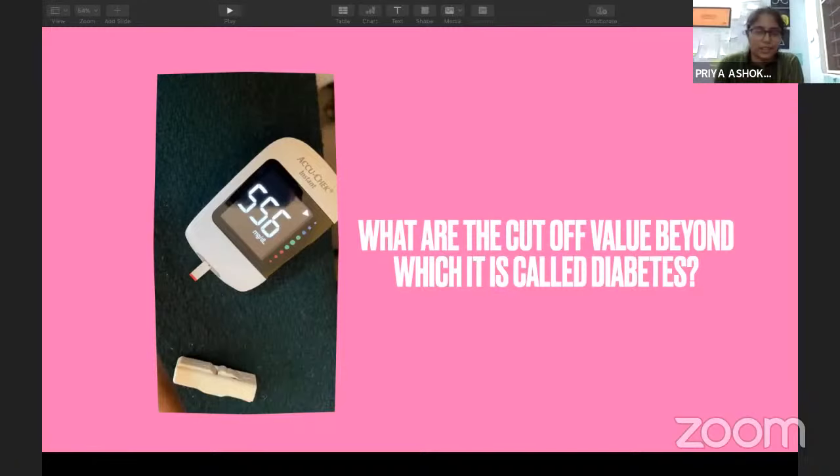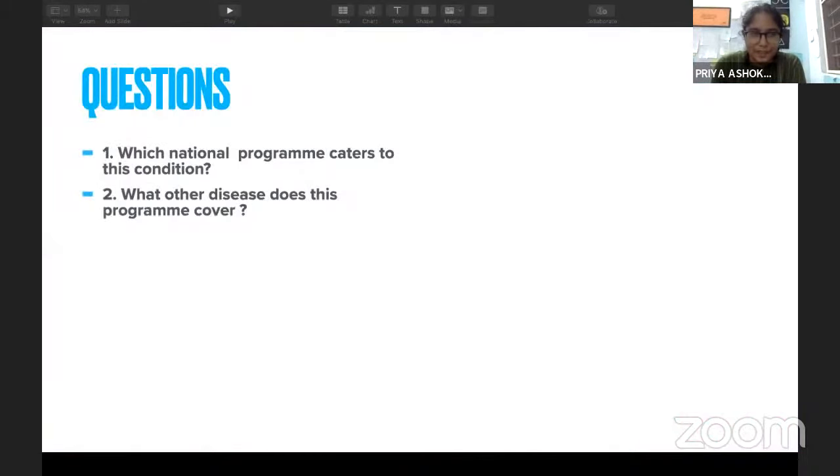Okay, you're right. Actually, this was one of the patients at an ophthal camp which I had during my PhD. It was 556, and he told me it's normal only. So that is why I had taken a picture of this in particular. Right, so you're right about this. We'll go on to the next one. Which national program caters to this condition?